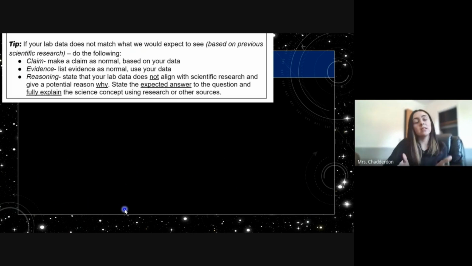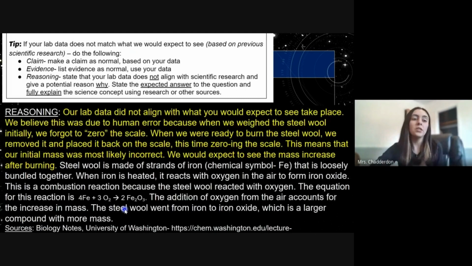Okay, let's say I did this lab and something happened and I ended up getting results that I would not expect. Okay, this is going to happen. It happens to scientists. It's going to happen to you in class where you do a lab and you get results that don't make sense because there was some type of error, and that's okay. Let's say I did that. Let's say my data doesn't make sense with what sources online tell me. Okay, what you're going to do, you're going to have this tip here that you're going to follow.